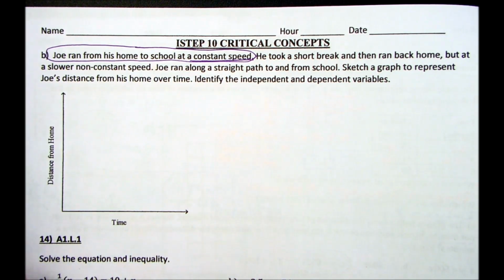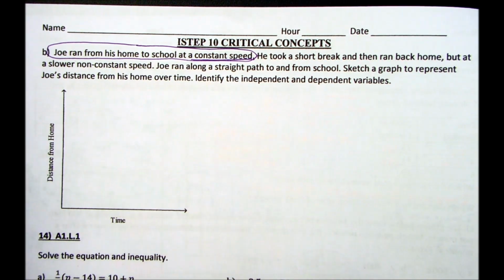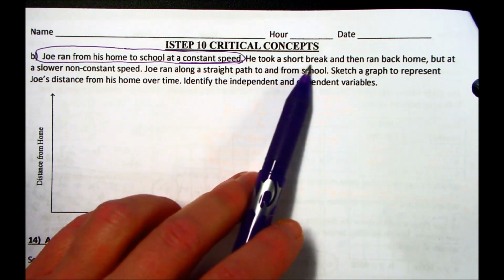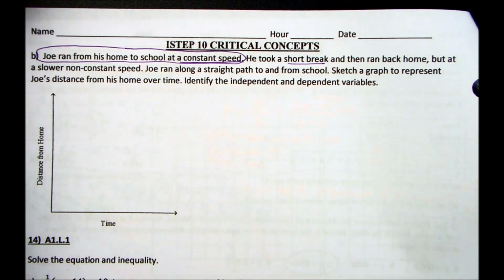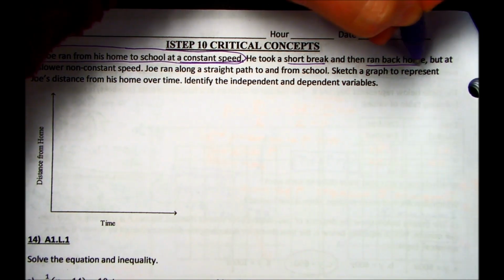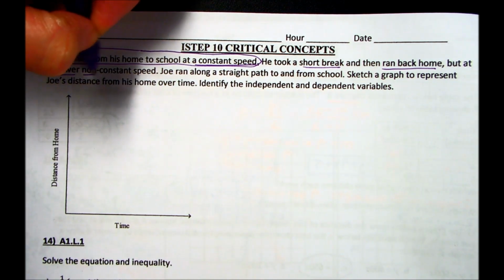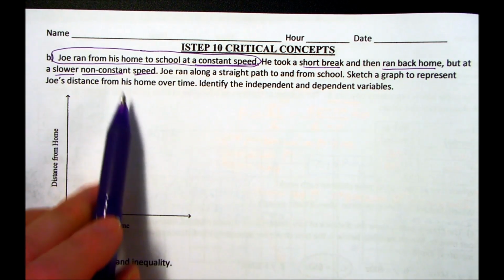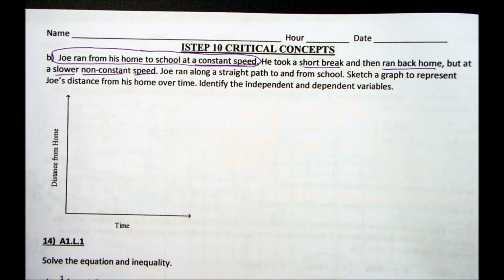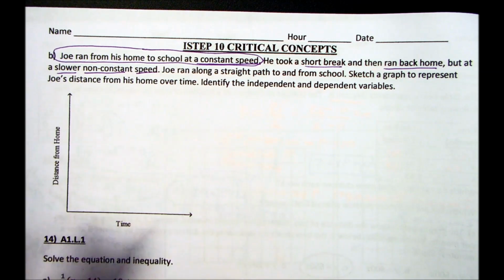So the rate of change is going to be consistent. He took a short break and then ran back home, but at a slower, non-constant speed. So non-constant speed means he could speed up, slow down, and again, we're going to be putting that in our graph.